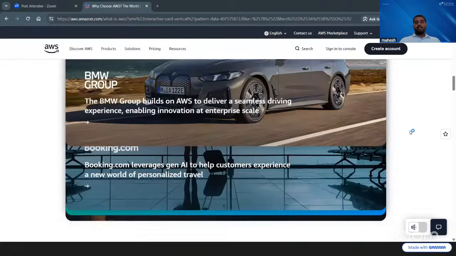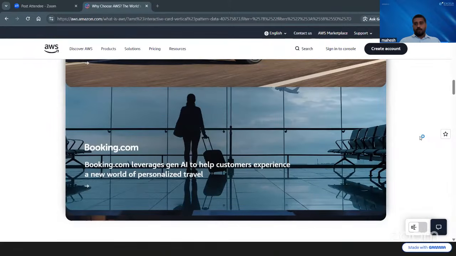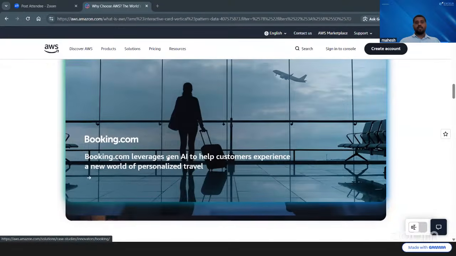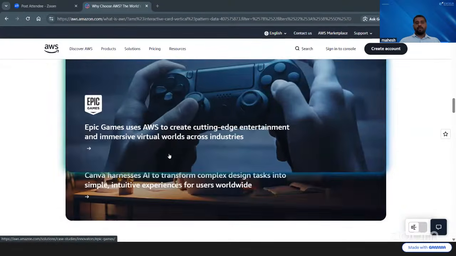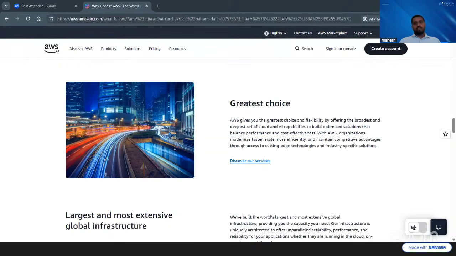You can also see the leading cloud innovators like BMW Group, which is completely working on AWS. Like we have booking.com, through which we can book tickets or hotels. And we have Epic Games as well. Okay, Canva. These are some of the important applications that are actually running on the cloud.